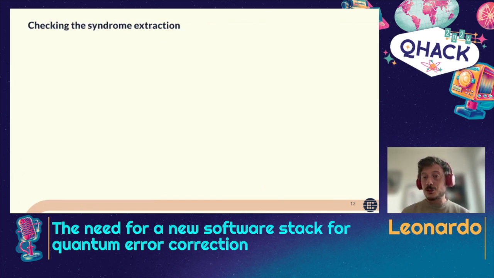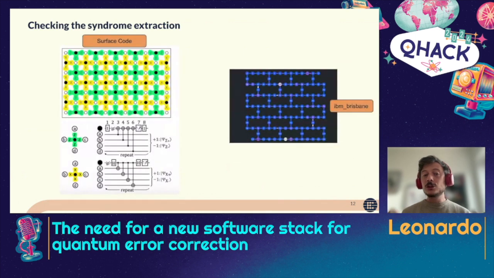Checking the syndrome extraction. What does that mean? Let's look at a real example. Here, that's a surface code. It's a complex beast made of many qubits. Each dot, it's a qubit. White dots are data qubits. Black dots will be the ancilla qubits, these extra qubits I put in order for the quantum error correction algorithm to work. Each one of these stars, the yellow and sort of green-bluish ones, is composed by a quantum circuit.